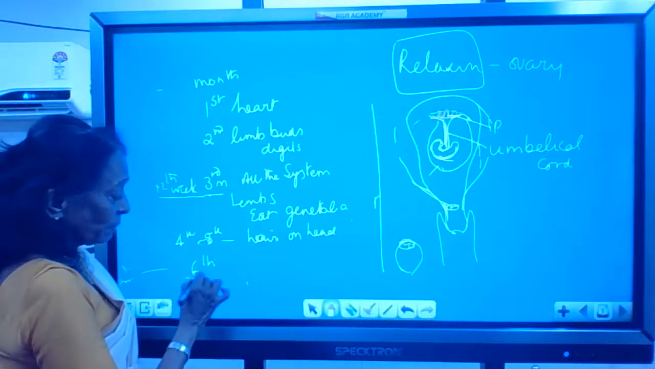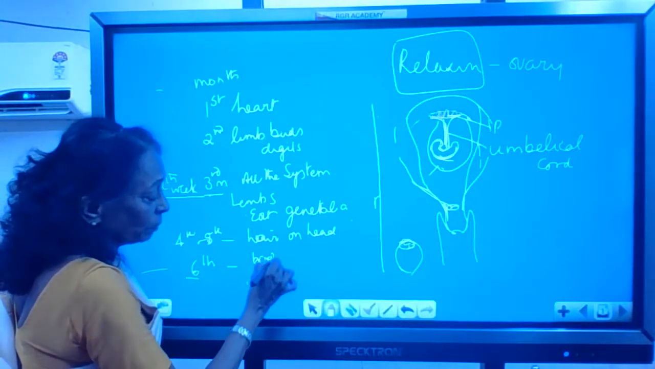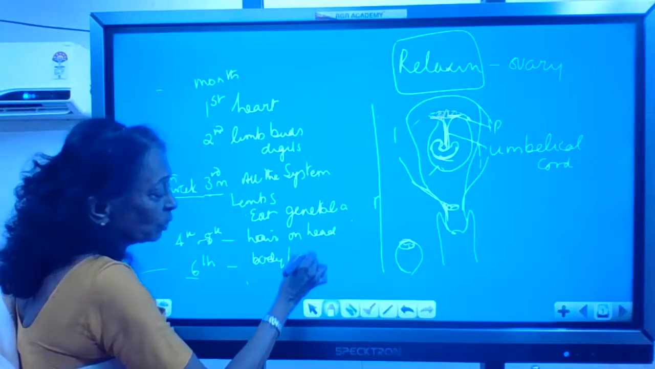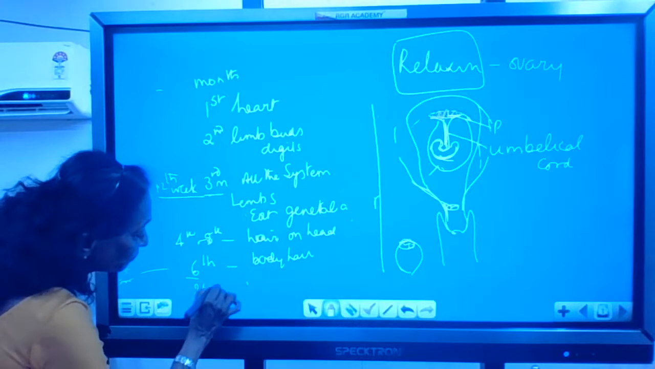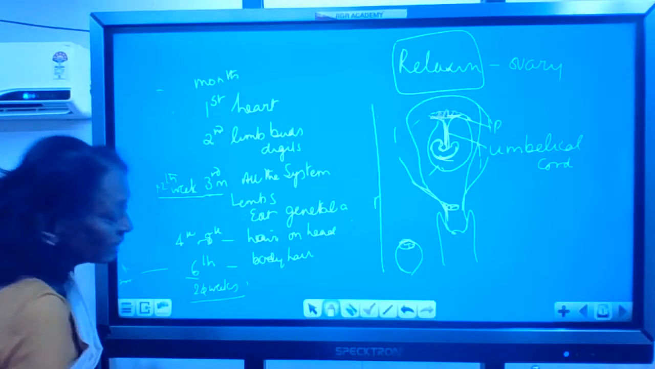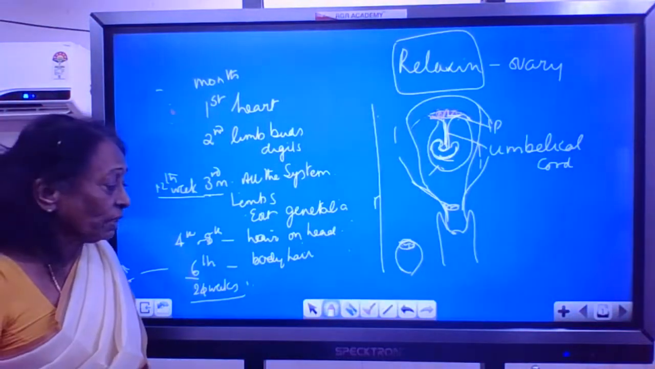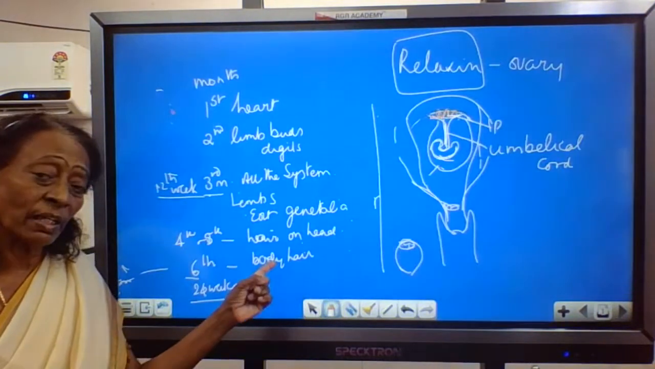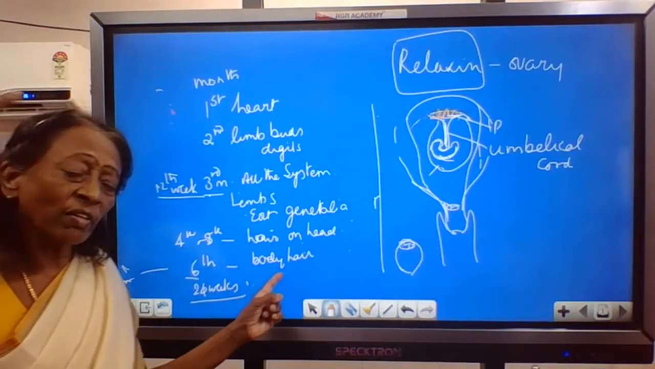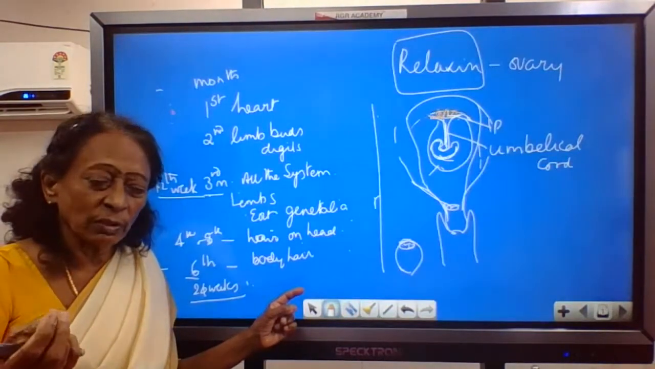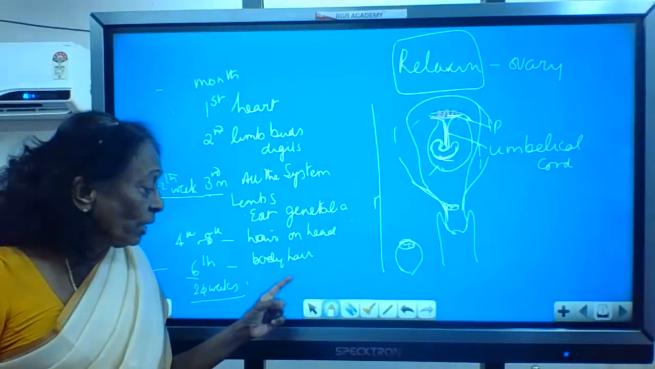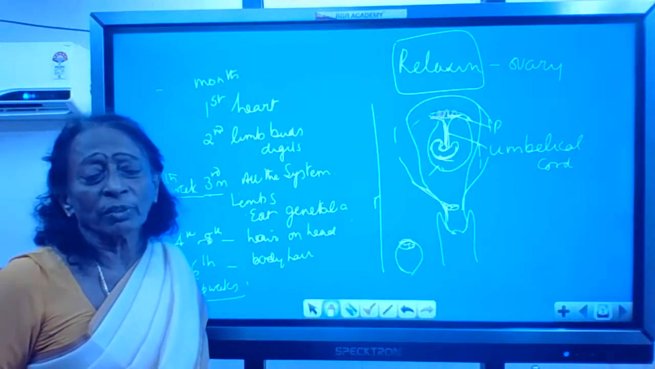Now in the 6th month, it is body hair. It won't be given as 6th month, it will be given very clearly as 24 weeks. See, body hair is different, scalp hair is different. The hair on the head develops before your body hair. You know the difference, the body hair is very thin and delicate. This is one of the objective questions.